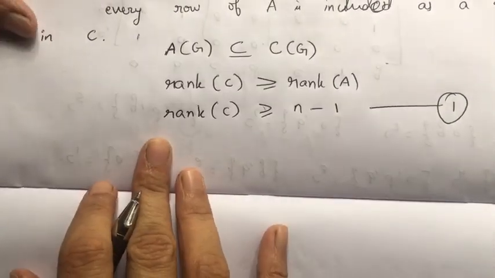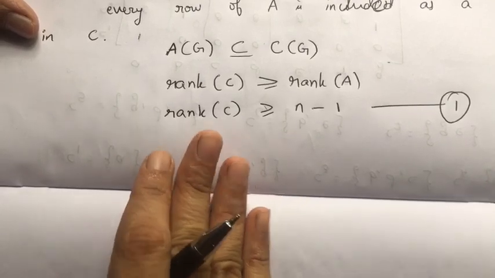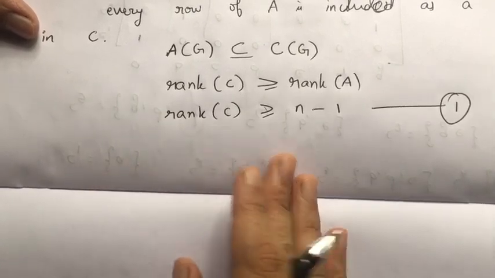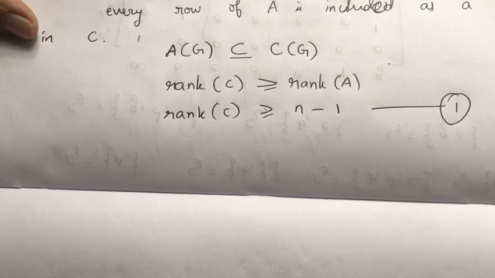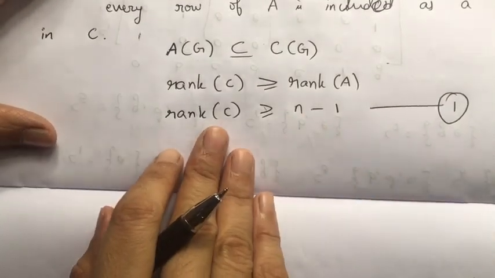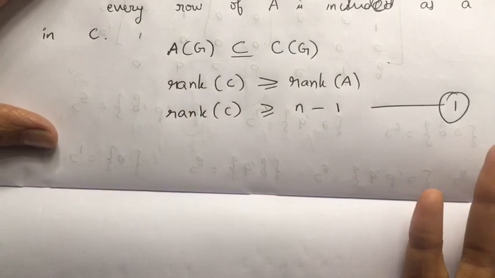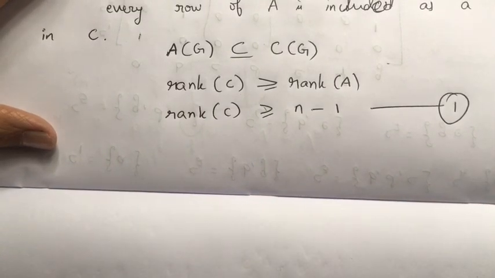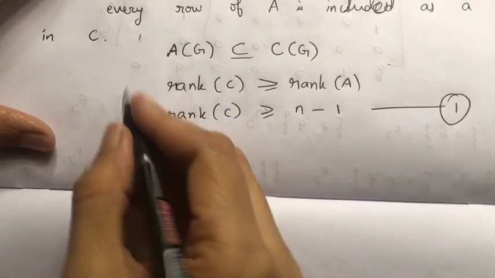Next, we know that the number of edges in common to a cut set and a circuit is always even. Therefore, I can say every row in C is orthogonal to every row in B. B means the fundamental cut set matrix, right?